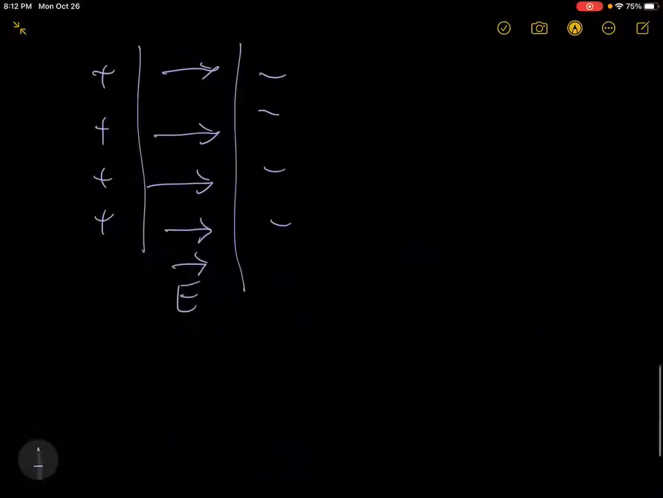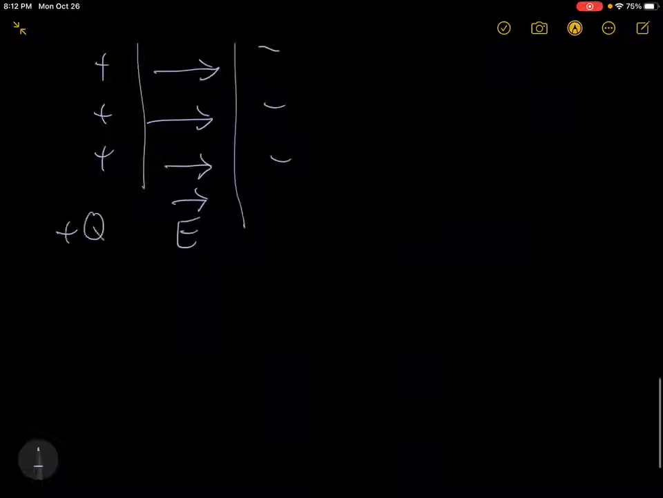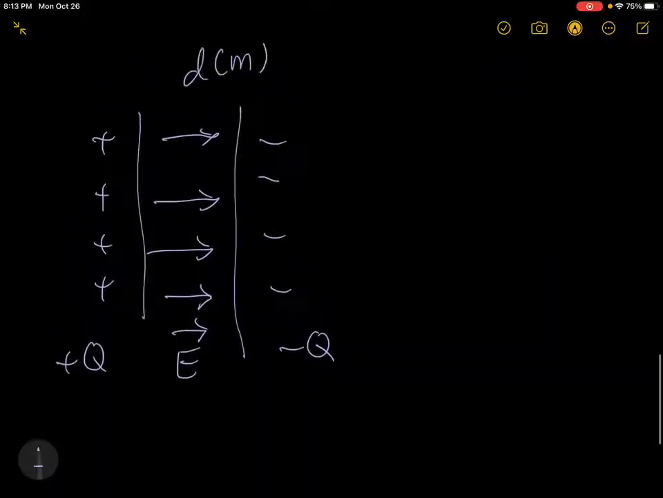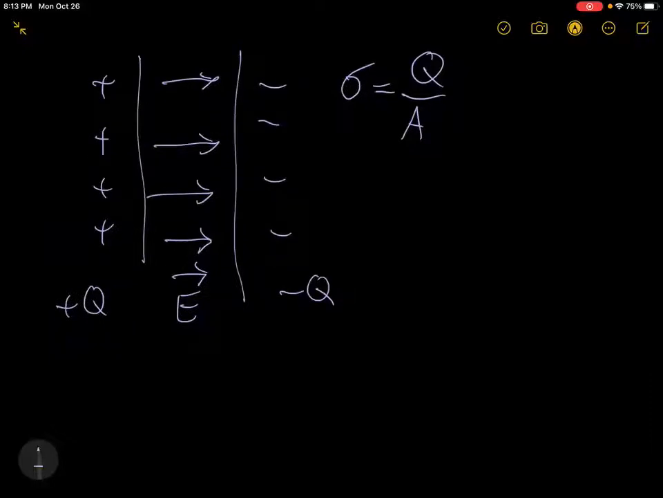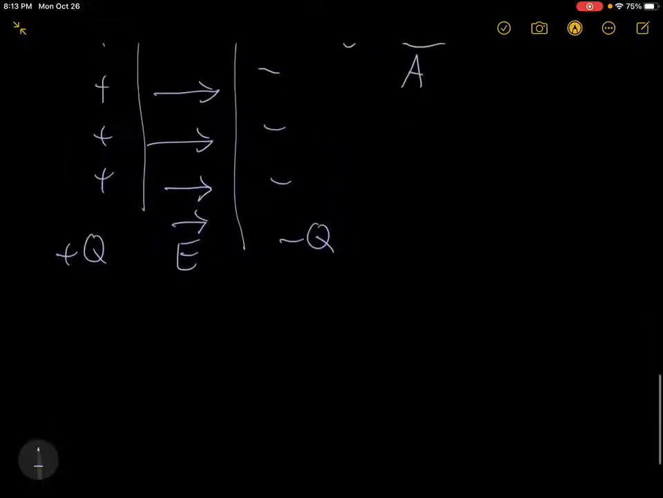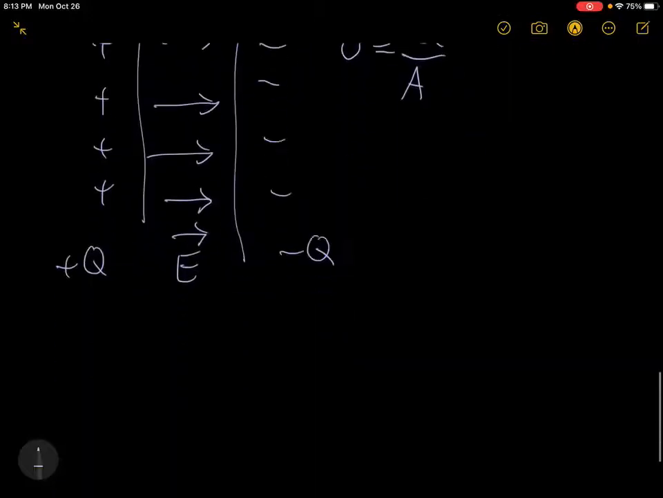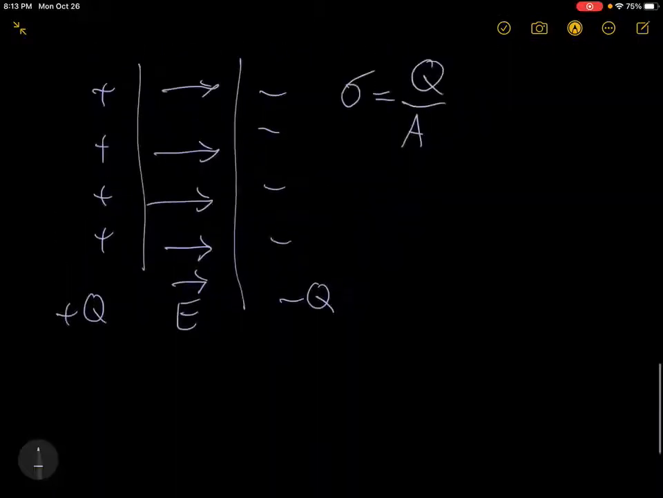And then we'll just say this has a charge of plus Q, this has a charge of minus Q. And in physics, there's this quantity known as the surface charge density. It's denoted by lowercase sigma. It's the amount of charge over a certain area. And this will come in handy later on in this derivation. So our first step is to try to find an expression for the electric field.